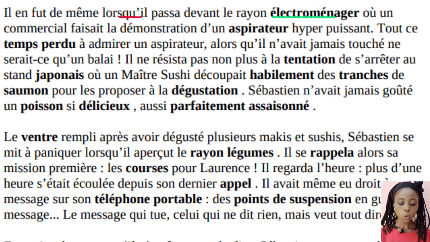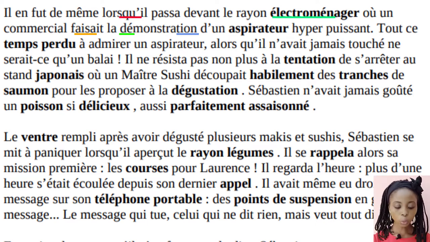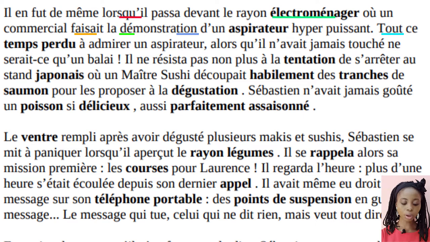électroménager. Où un commercial faisait. So we have our S in between two vowels for faisait. La démonstration. So we have our sion here, we could see our T-I-O-N to give us the sound sion, and we have our E accent aigu for démonstration. We have faisait la démonstration d'un aspirateur hyper puissant. Tout sourant perdu à admirer un aspirateur. Don't let us forget our O sound.